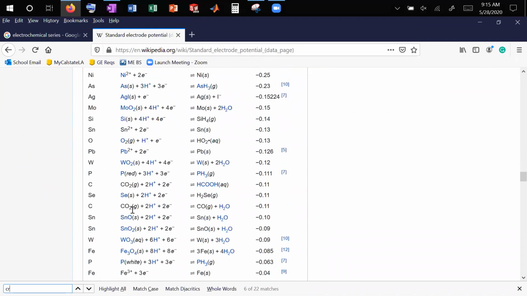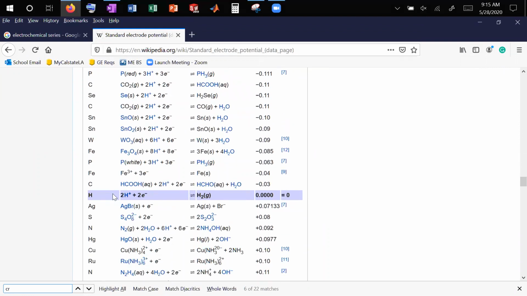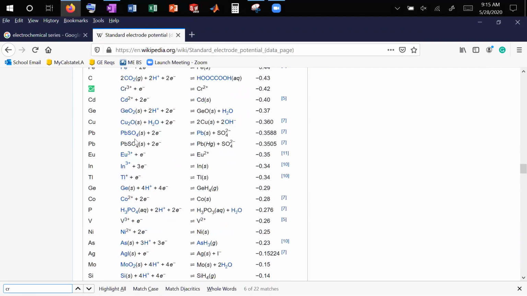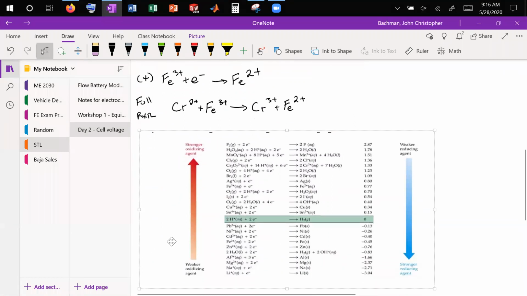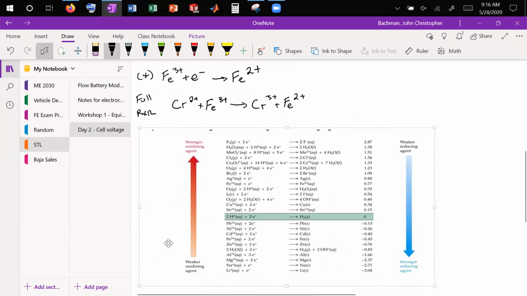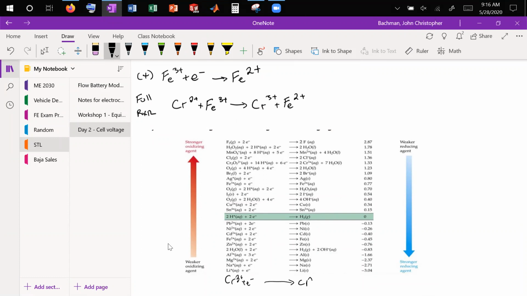And I'm always going to check to make sure the 0 point is the hydrogen on their scale. So remember this one. So we got negative 0.42. So that one's not on here, so we have to add chromium. It was chromium 3+ plus an electron going to chromium 2+, which was negative 0.42.